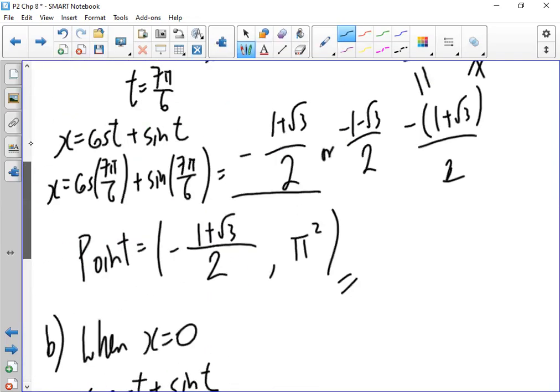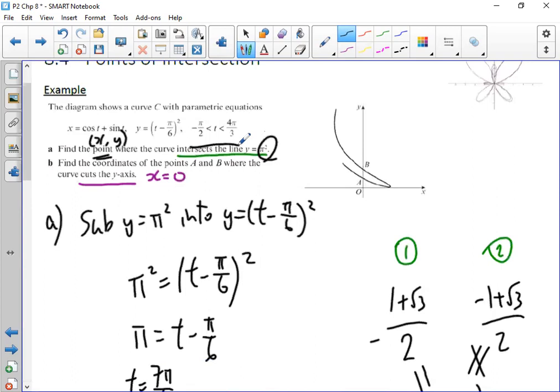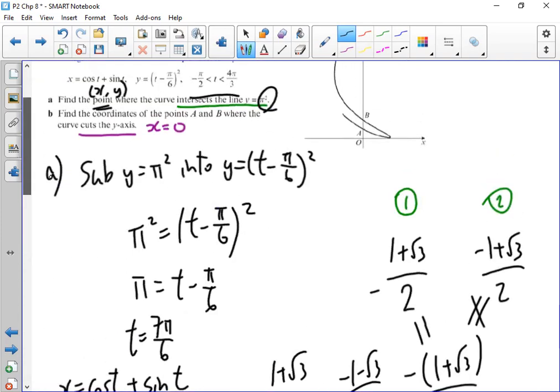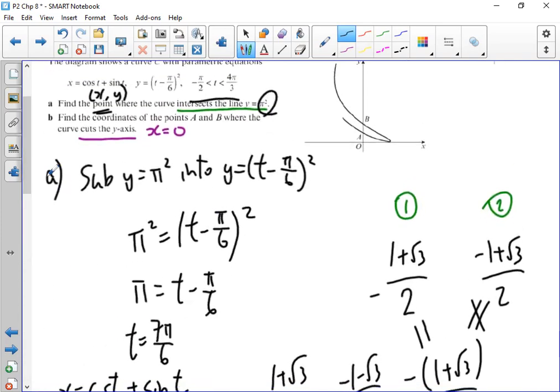Let me check the domain of t. T is between minus pi over 2 and 4 pi over 3. So minus 1/4 of a pi is in the range. Yep, because negative 0.25 is smaller, so it's greater than 0.5 anyway. Yeah, so it's in the range.